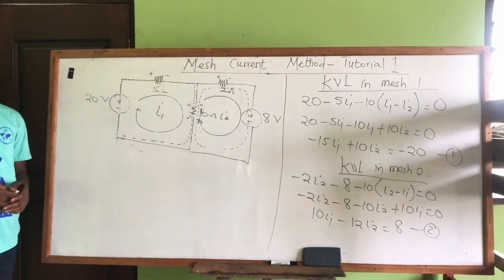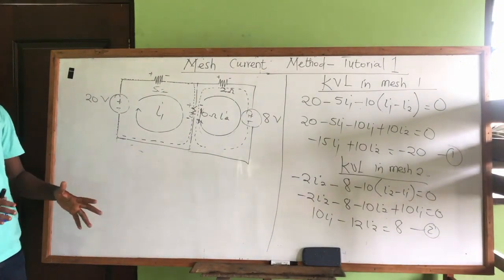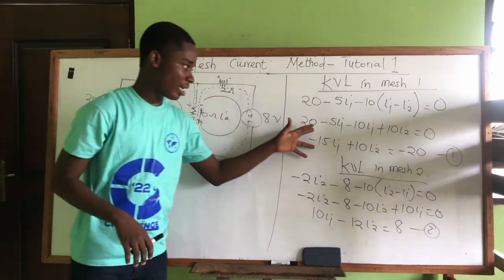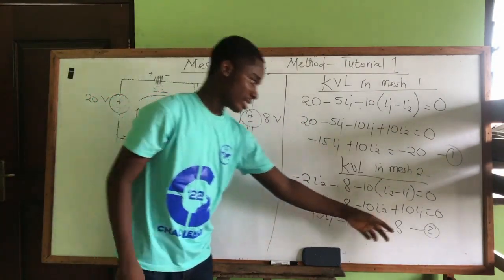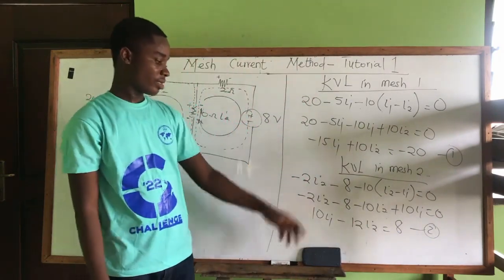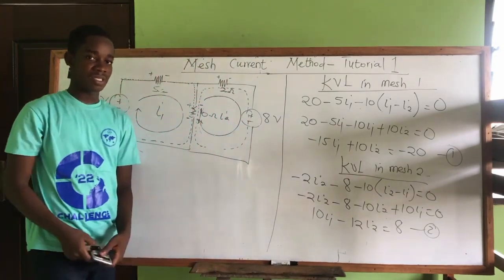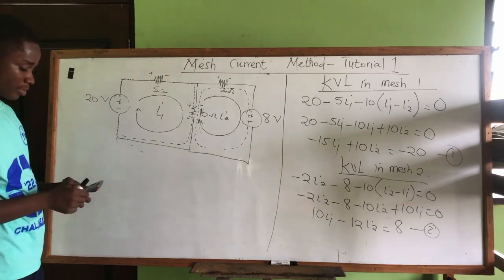We have 2 meshes, so we get 2 equations, one equation for each of the meshes. Now we have the first equation which has 2 variables, I1 and I2. The second equation also has 2 variables, I1 and I2. So we can solve simultaneously and get our variables I1 and I2. You can solve it, but I will punch it on the calculator.